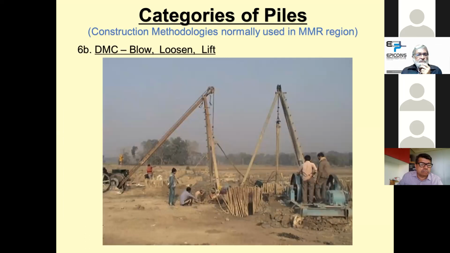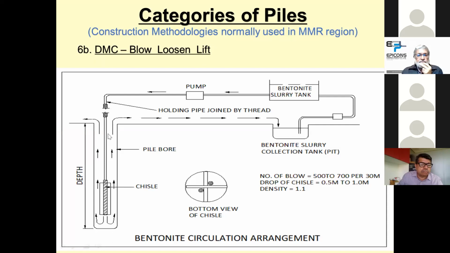Now we are talking about the DMC method, that is direct mud circulation. So tripod and winch are similar. What is different is the DMC chisel. Blow, loosen and lift is the process. So this chisel has this kind of a shape. It has a cross shape inside and circular rings, outer plates outside.